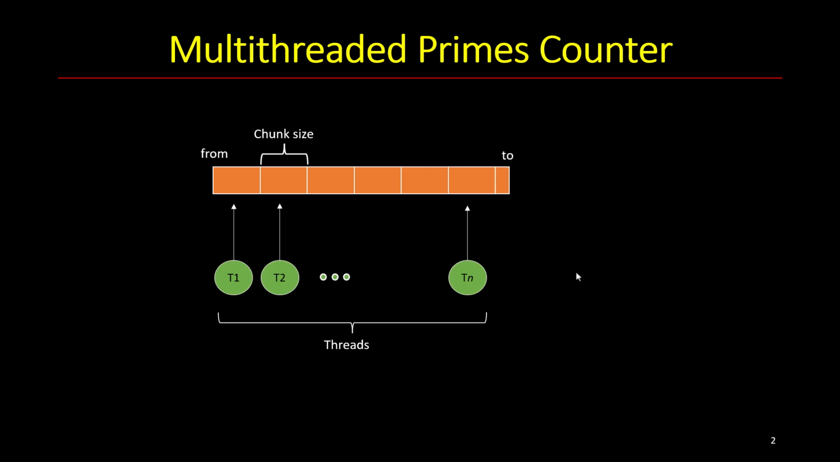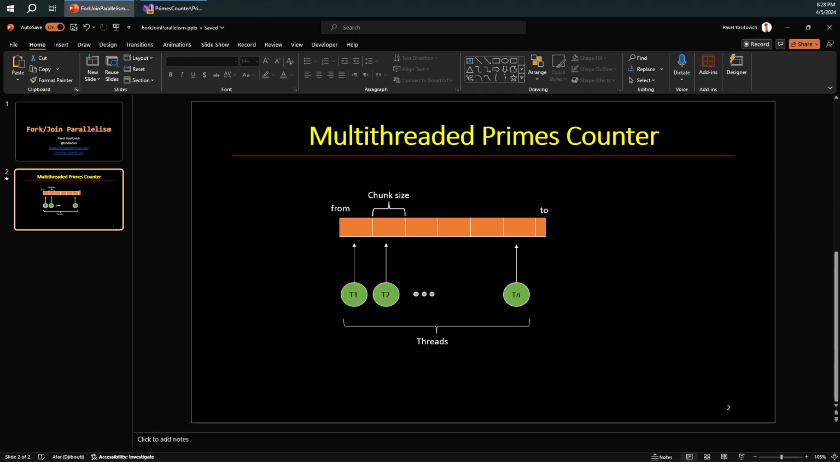So certainly this would work, but maybe we can speed things up by using multiple threads. Each thread will get its own chunk of numbers to work with, and it will count the number of prime numbers in this chunk. When all threads complete, we'll just add up the results coming from all these threads. And we'll try to figure out what is the best number of threads to use. So let's see how that could be accomplished.